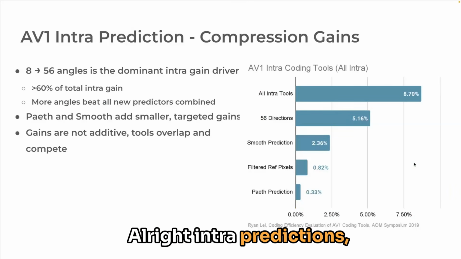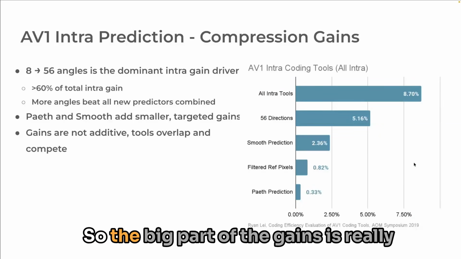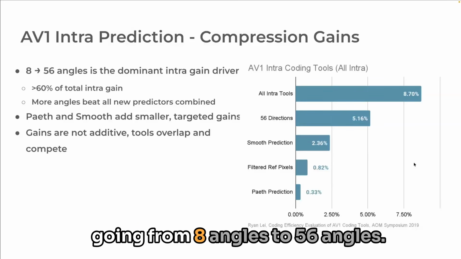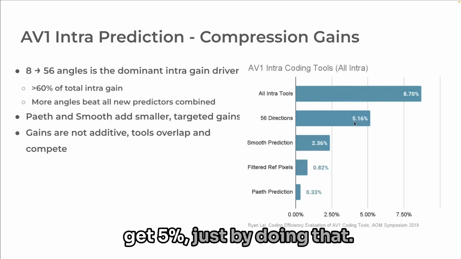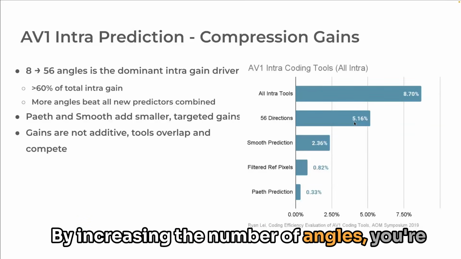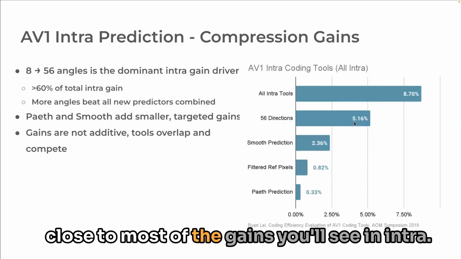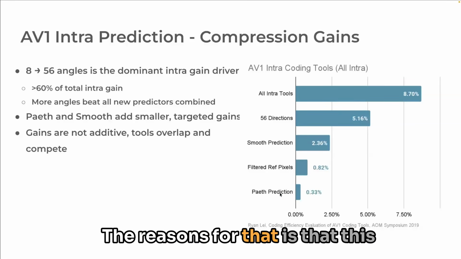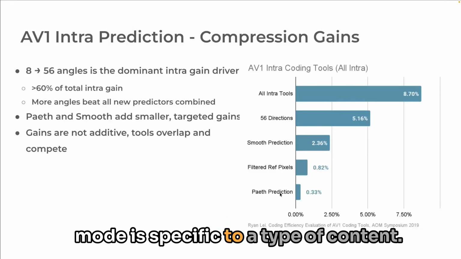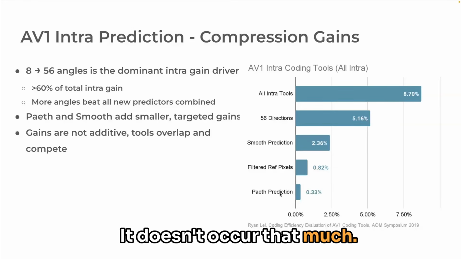All right, intra predictions, where do we get the gains? The big part of the gains is really going from 8 angles to 56 angles. We can start there. You get 5% just by doing that. By increasing the number of angles, you're close to most of the gains you'll see in Intra. If we go tool by tool, so path prediction, 0.33. The reason for that is that this mode is specific to a type of content. It doesn't incur that much.